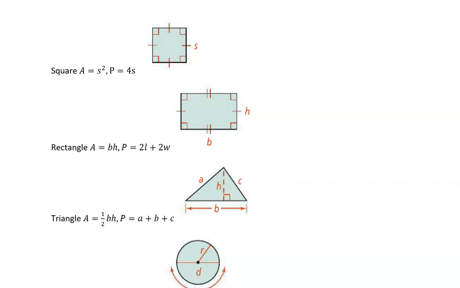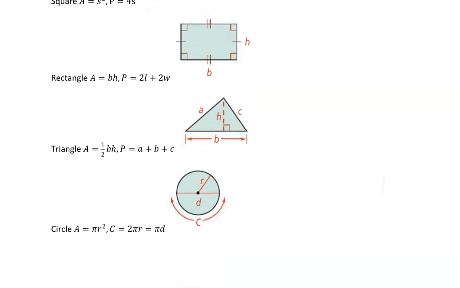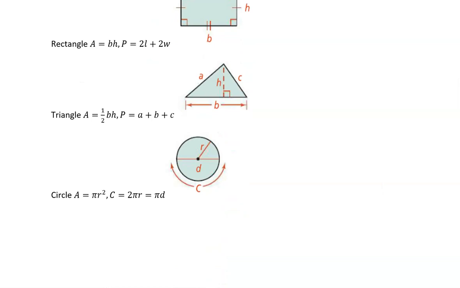The perimeter of a square would be side plus side plus side plus side, or 4 times the length of the side. For a rectangle, area equals base times height, or length times width. The perimeter would be base plus height plus base plus height, or 2 times the length plus 2 times the width. Another formula would be 2 times the base plus 2 times the height, depending on the letters that you wanted to use. For a triangle, your area is half times base times height.